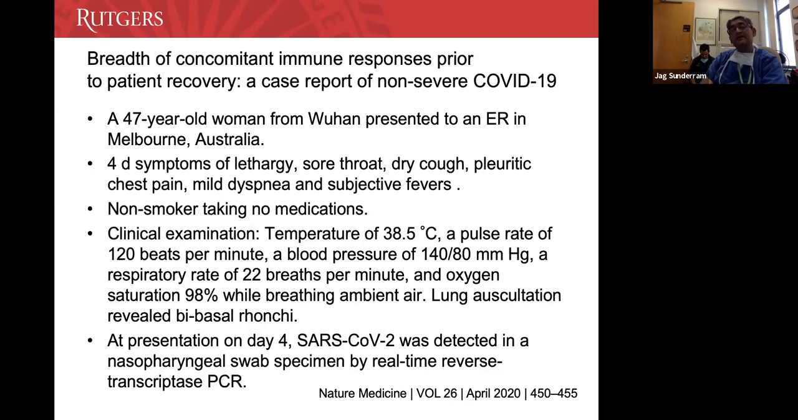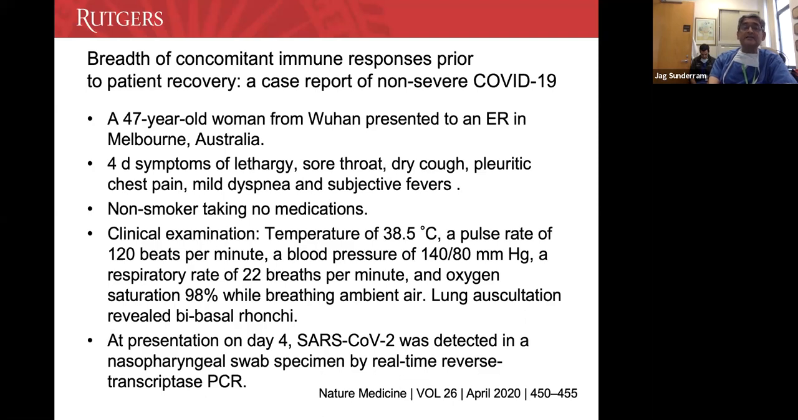So this was a 47-year-old woman who presented to the ER in Melbourne, Australia. She had 4 days of lethargy, sore throat, dry cough, pleuritic chest pain, mild dyspnea and subjective fevers, the classical prodrome that we talked about. She was a non-smoker. She was not taking any medications. At the time of presentation, she was febrile to 38.5 centigrade. She was tachycardic, mildly hypertensive, and she was not hypoxic. Her lung exam showed some bronchi.